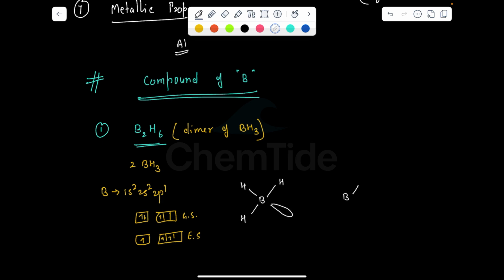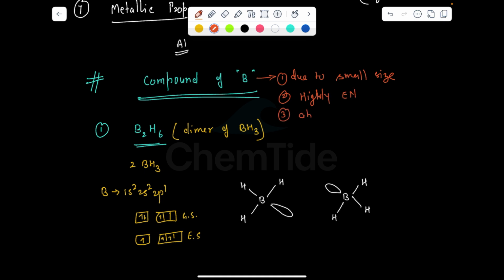Another boron hydride is also doing the same thing. It is sharing the electron with the hydrogen and one orbital is empty. Since the octet is incomplete, boron is showing anomalous character due to its small size, and it is highly electronegative also. Second, it's the most electronegative in this family. And third, the absence of d orbital. Anomalous nature of boron happens because of these reasons.